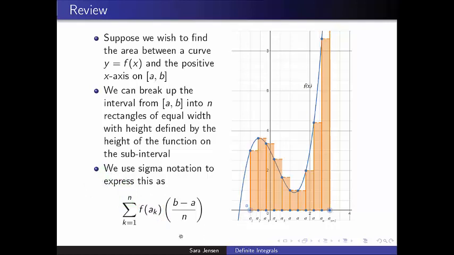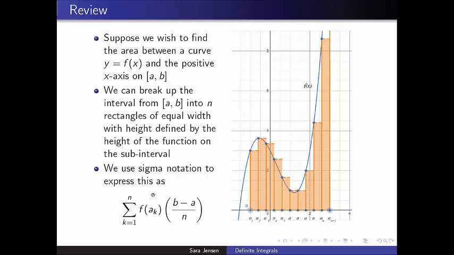Now, there are other options that you could choose for the height of your rectangles, including the rightmost endpoint of the interval, perhaps the midpoint of the interval, or some other choices that you could make. But in order to make things consistent and nice within this summation, we've labeled our points a sub i on the interval in this particular way, and we've chosen the left endpoint here.